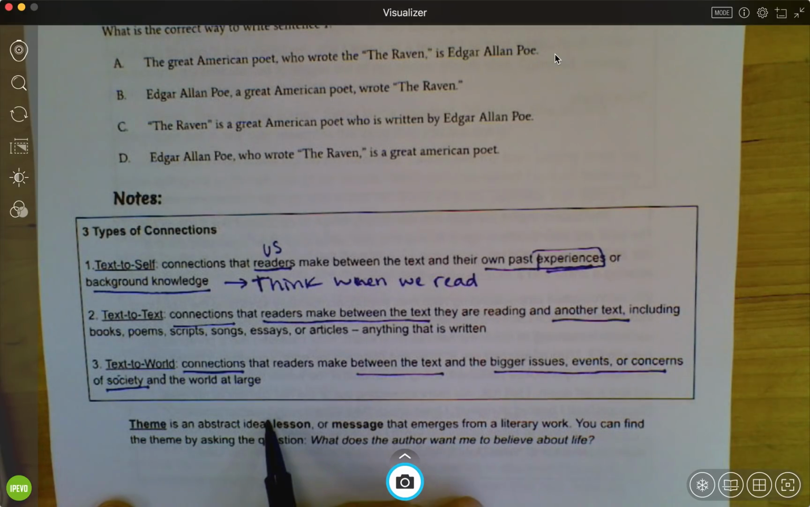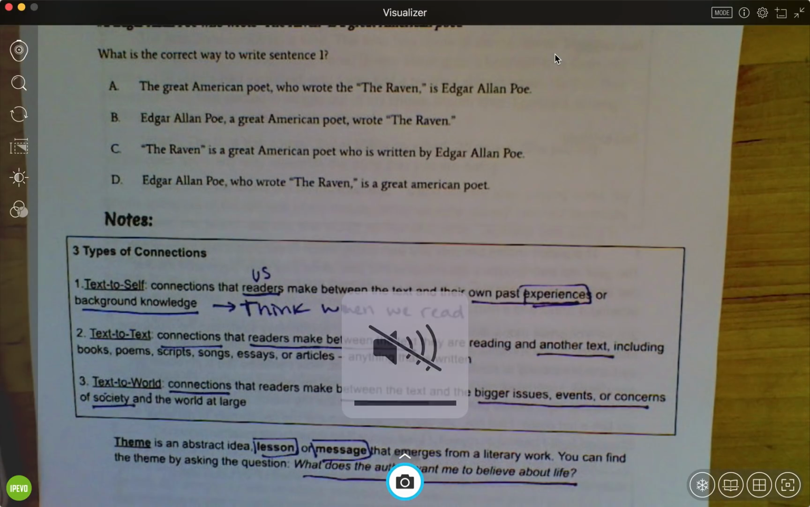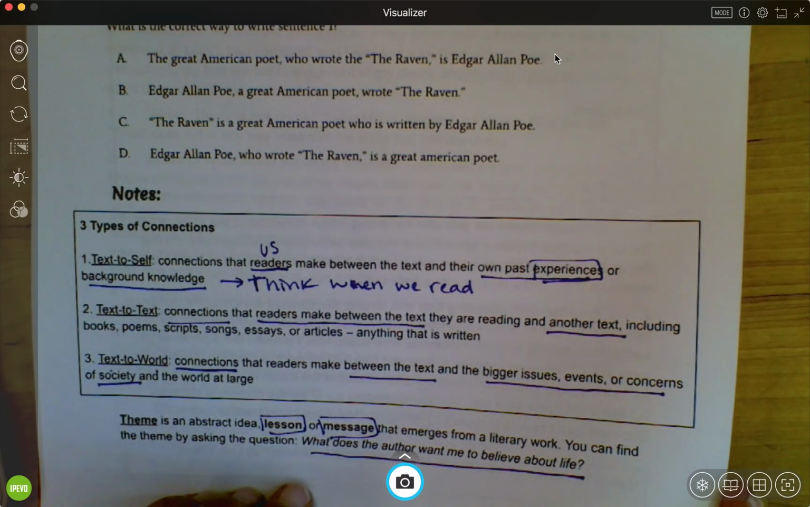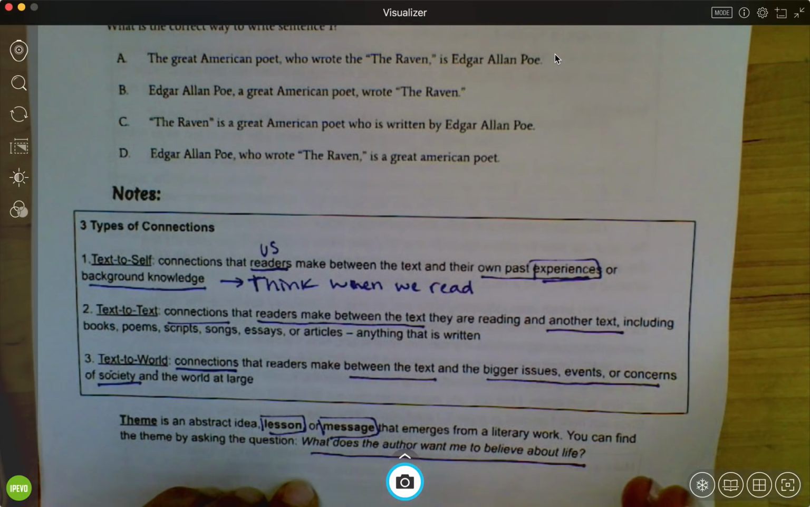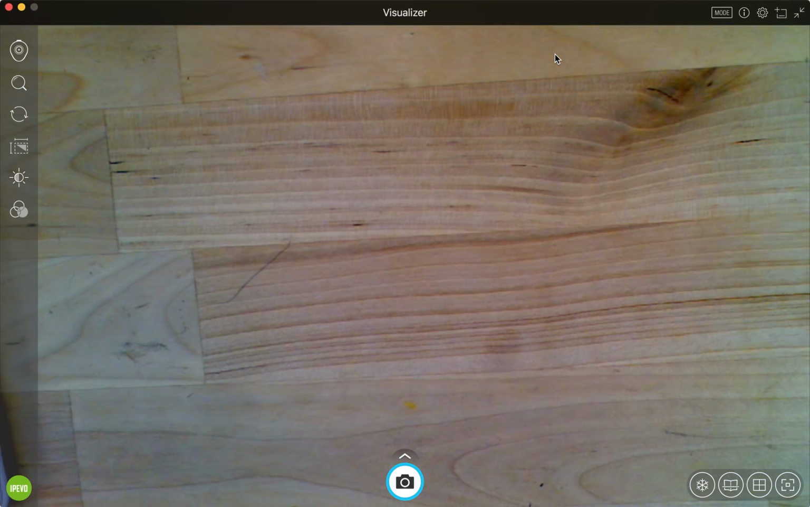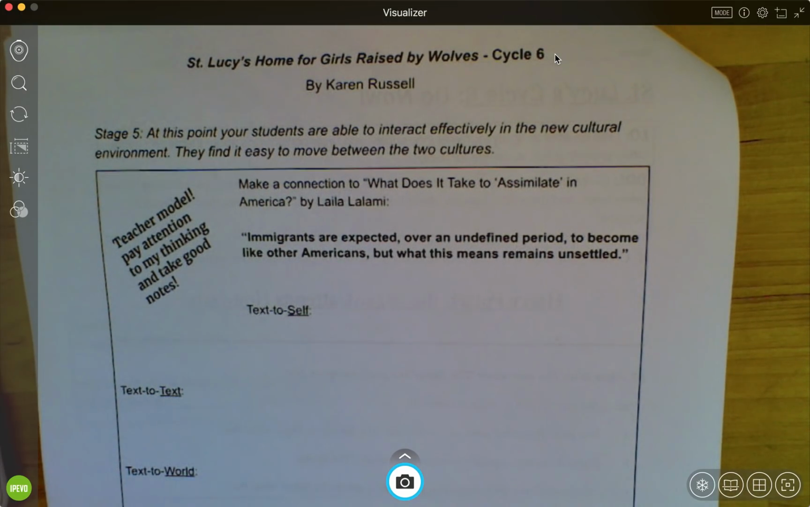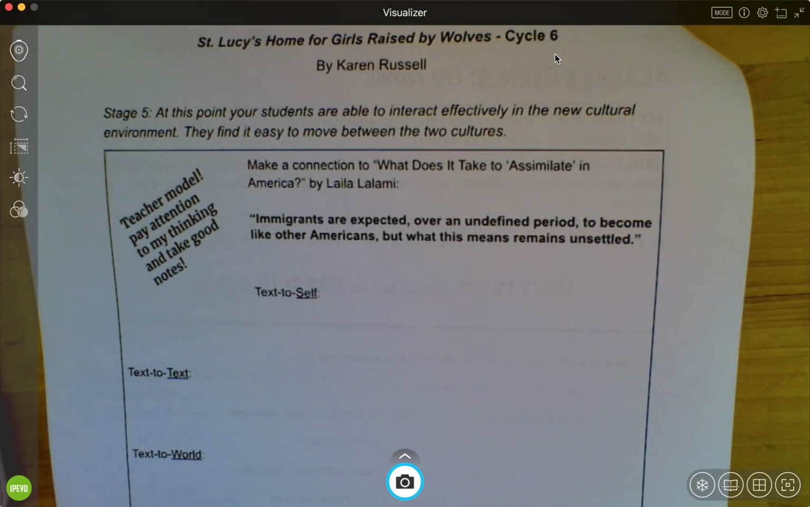At the very bottom, there is a definition for theme, all right? The big thing I want you to take away from theme is it's the lesson or message that the author is trying to send to the reader. So it's what does the author want me to believe about life or about the subject? All right, now what we're going to do is turn to the next page, and I'm going to take you through an example of what these text connections look like.